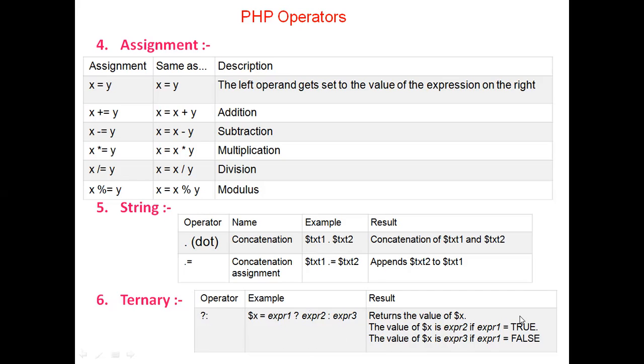आता return the value of x. x मध्ये कुठली व्हॅल्यू जाईल, the value of x. x ची व्हॅल्यू कधी जाईल, जेव्हा एक्सप्रेशन 1 जर ट्रू असेल तर एक्सप्रेशन 2 ची व्हॅल्यू x ला असाइन केली जाईल. आणि एक्सप्रेशन 1 ची जर व्हॅल्यू फॉल्स आली, it automatically assigns the value of expression 3 to the $x. Okay, so ternary operator. So it is the small case of if and else.